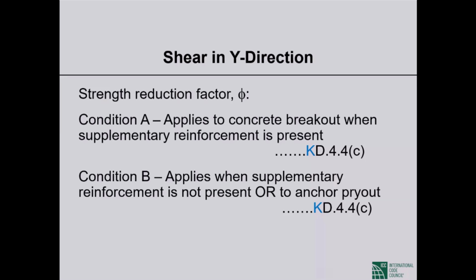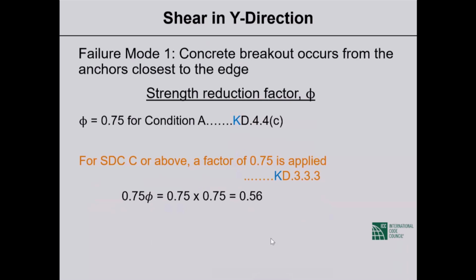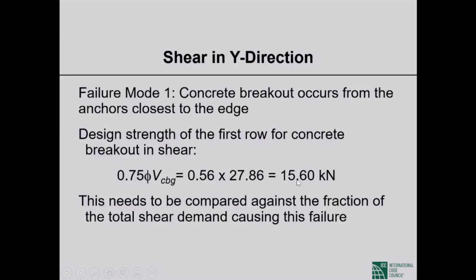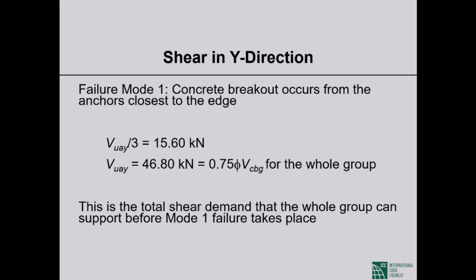Phi, we again have condition A, condition B. Assuming that we have condition A, phi is 0.75. But because this is a concrete failure mode, we have another 0.75 reduction. So the total reduction is 44%. Our calculated value of 27.86 goes down to 15.6 kilonewtons. Now, this 15.6 kilonewtons is under 1/3 of the shear applied to the group.